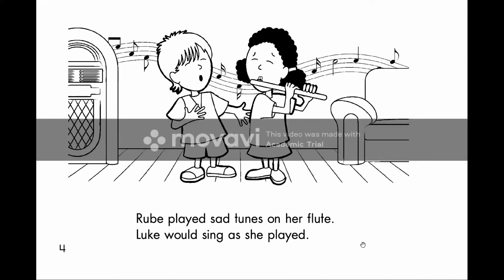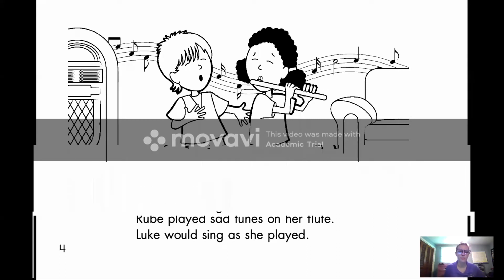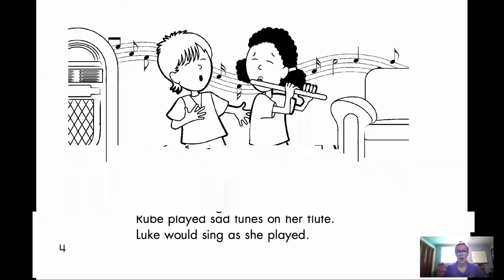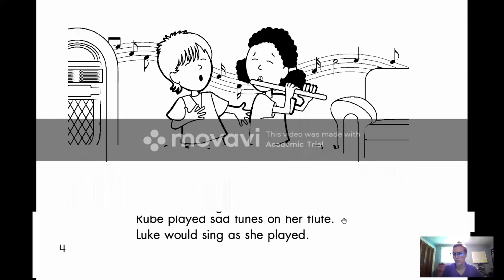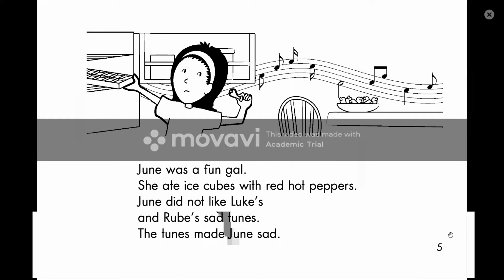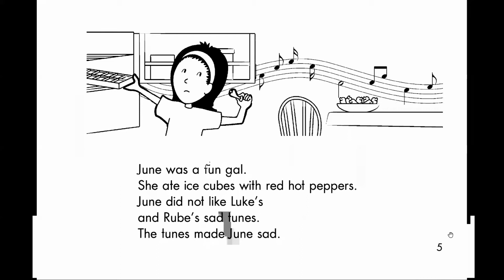All right, so what is happening in our story so far? In our story so far, we have that Rube and Luke like to play tunes. What kind of tunes do they like to play? You're right, they like to play sad tunes. All right, let's go to the next page. All right, we are on page 5. And remember, you're reading along in your paper book as I'm reading on the computer. Let's start with June. Ready, go.